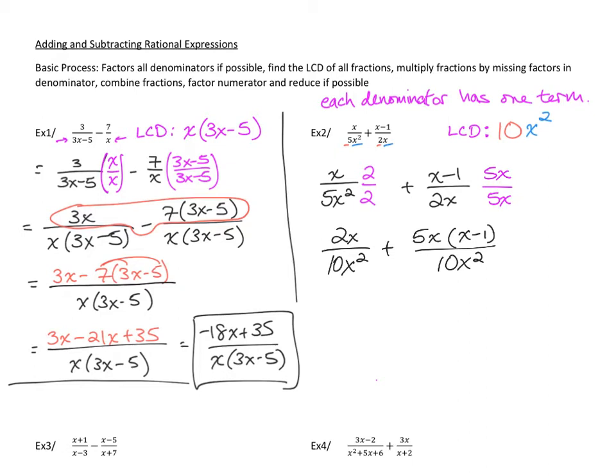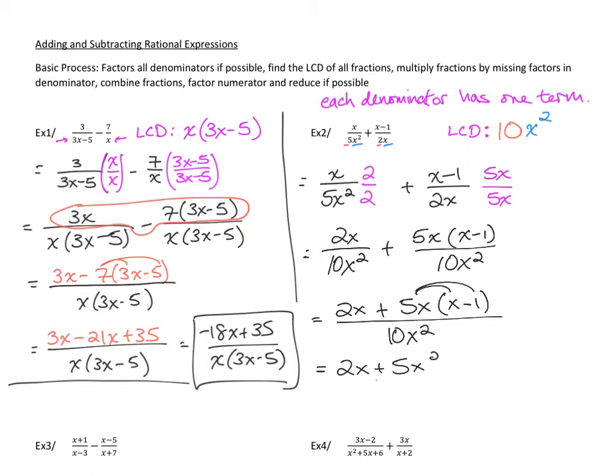All right, so that being said, we can combine these fractions now. That means we will have 2x plus 5x times x minus 1 all over 10x squared. Let's see here. We can distribute the 5x. That'll give you 2x plus 5x squared minus 5x all over 10x squared.